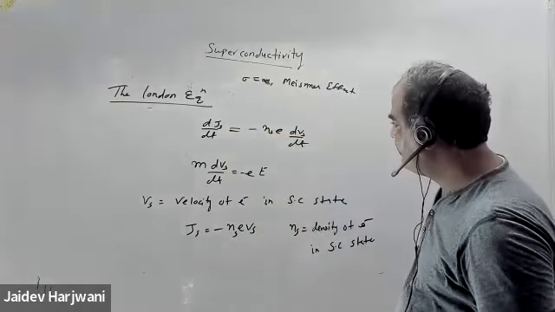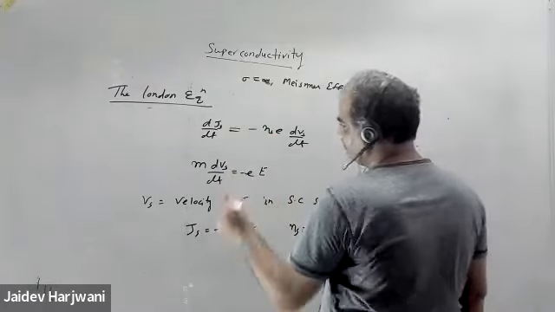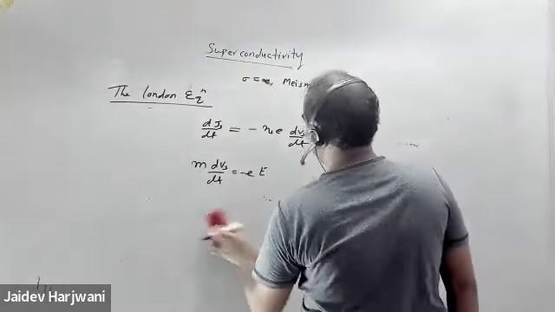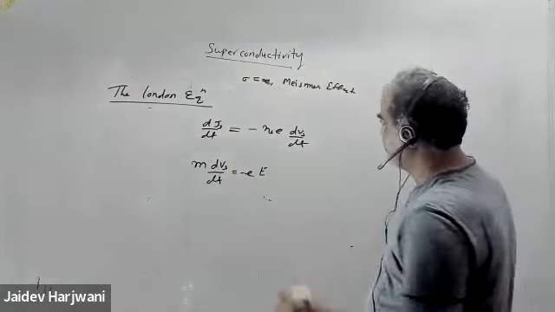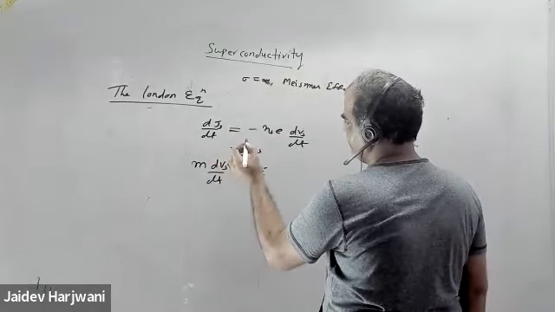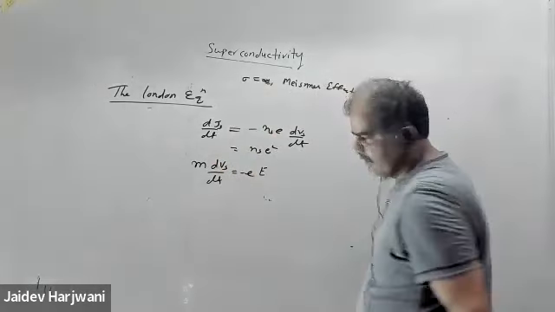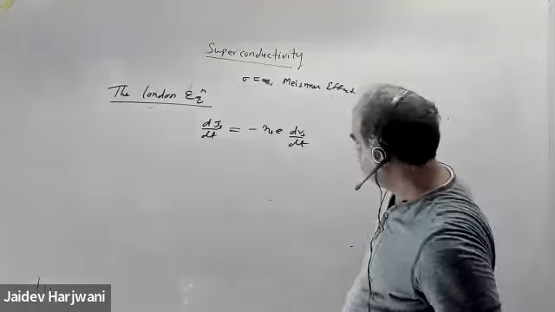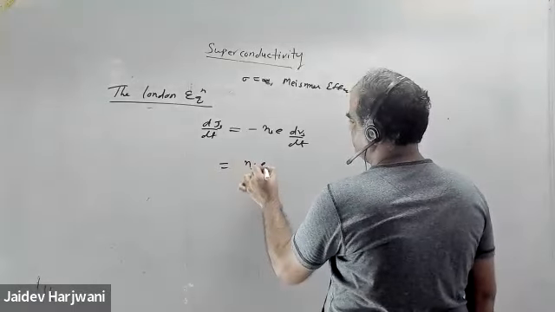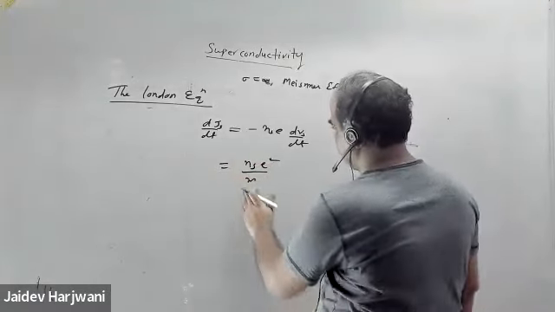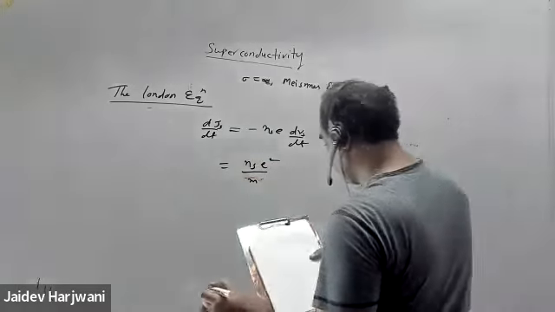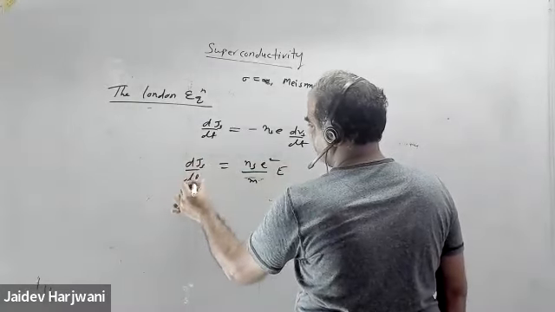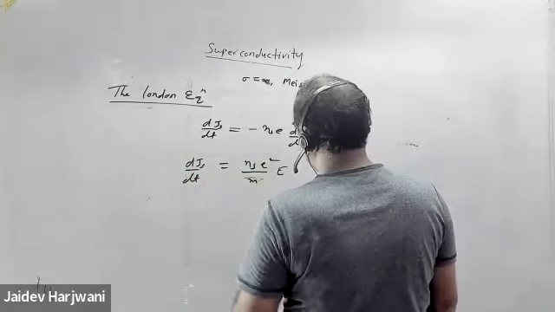Now you can put the value of dvs by dt from this equation, so I can write, this will become ns e square upon m, and this will be your electric field. dJs upon dt equals ns e square upon m times E.